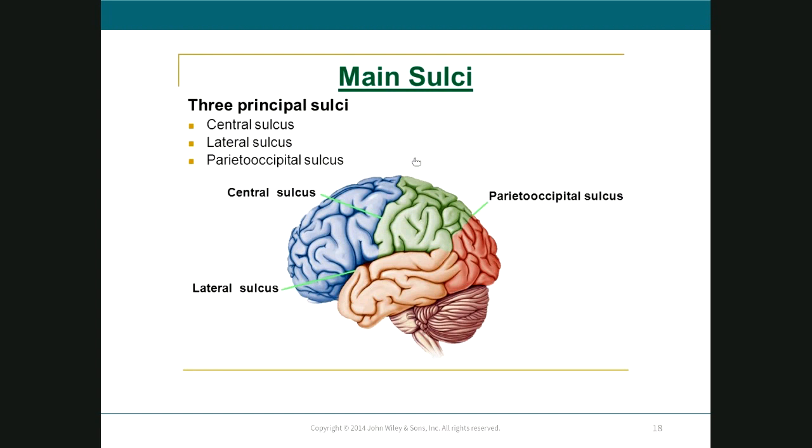This one here is called the central sulcus, which separates the frontal lobe from the parietal lobe. Back here, it's called the parieto-occipital sulcus, separating the parietal lobe from the occipital lobe. And laterally is the lateral sulcus, which separates the temporal lobe from the parietal and the frontal lobe.